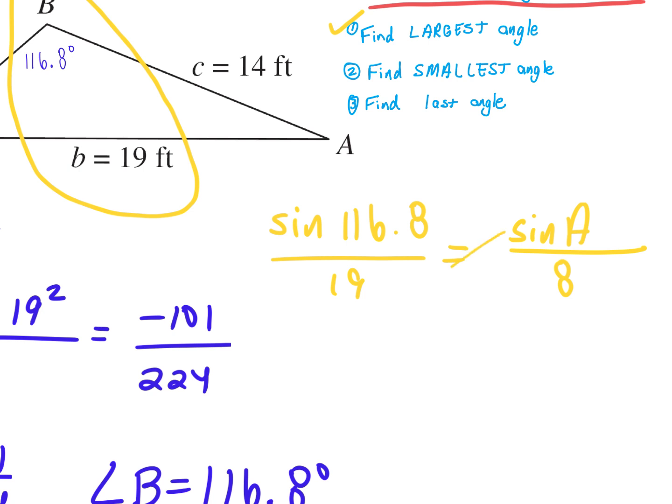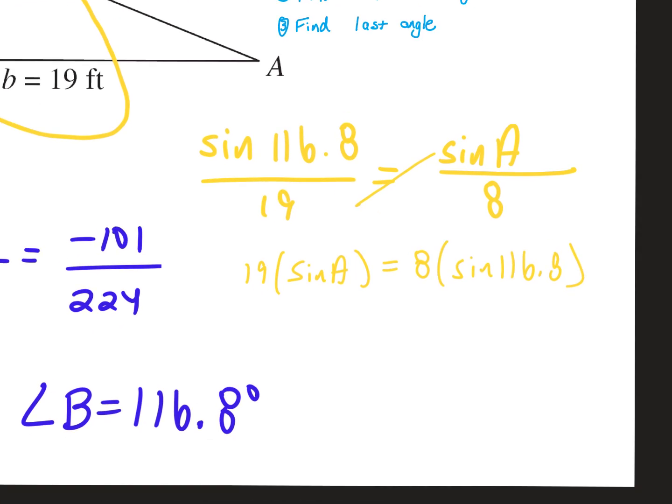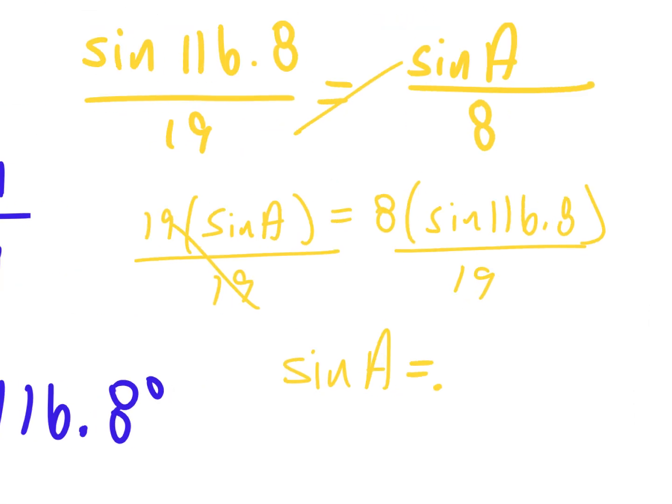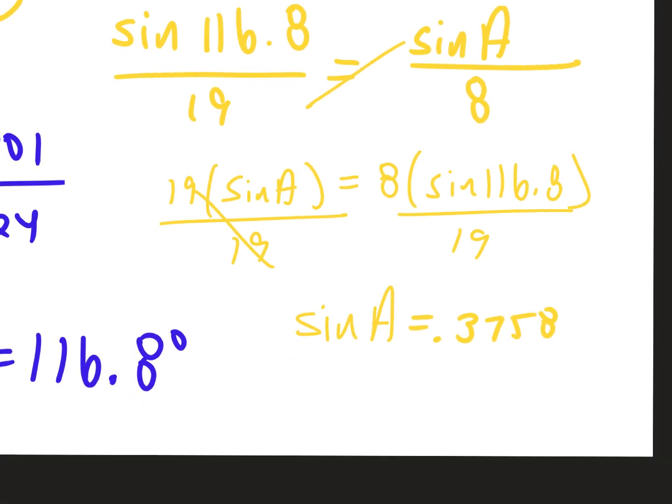So we're going to go ahead and cross multiply. 19 times the sine of A equals 8 times the sine of 116.8. And then I'm going to divide both sides by what? 19. So now do all of that in your calculator, and you're going to get some sort of a decimal. You guys get 0.3758. All right. Is that the angle measure? No. What is that? That's the sine of the angle.